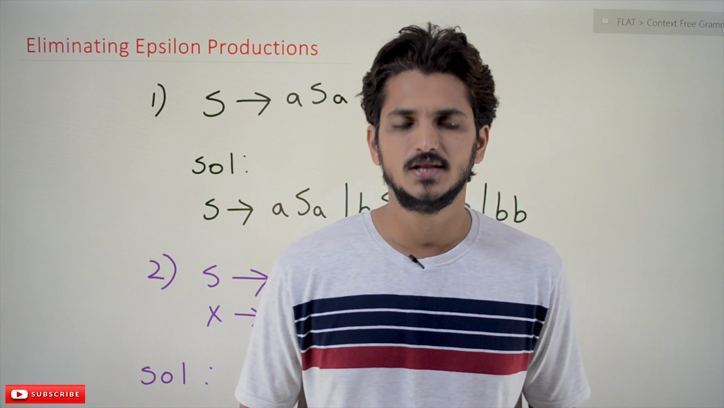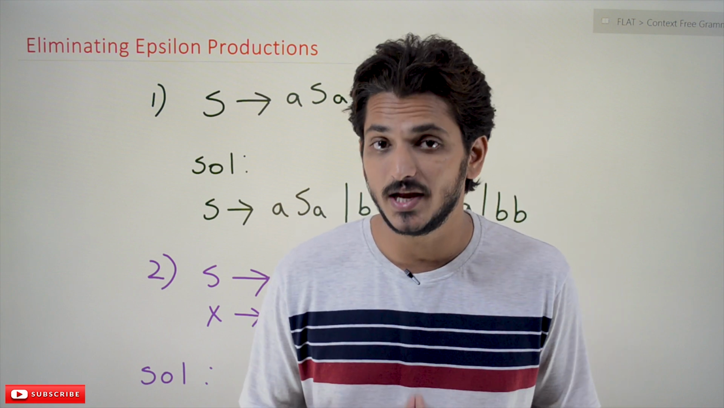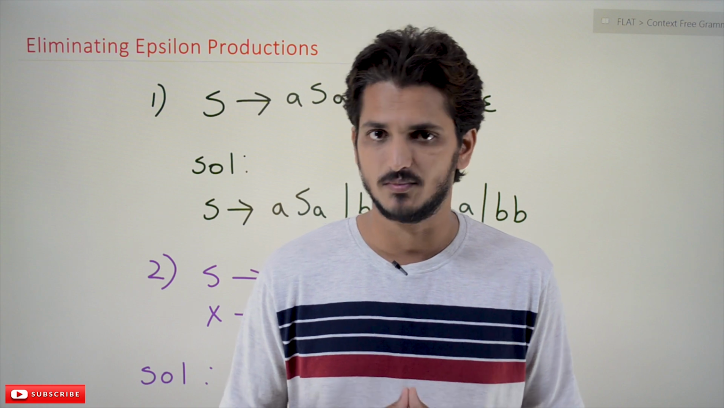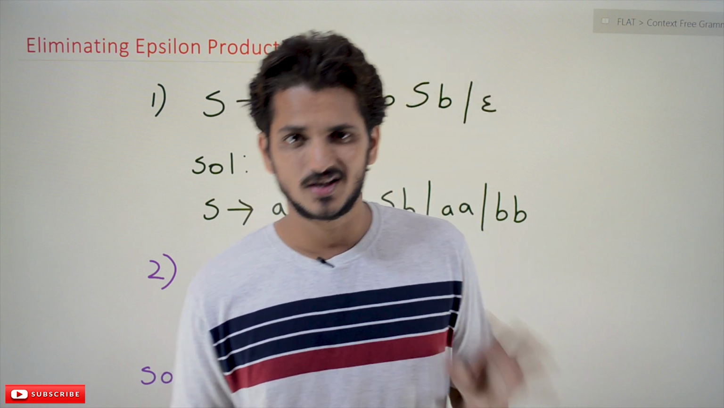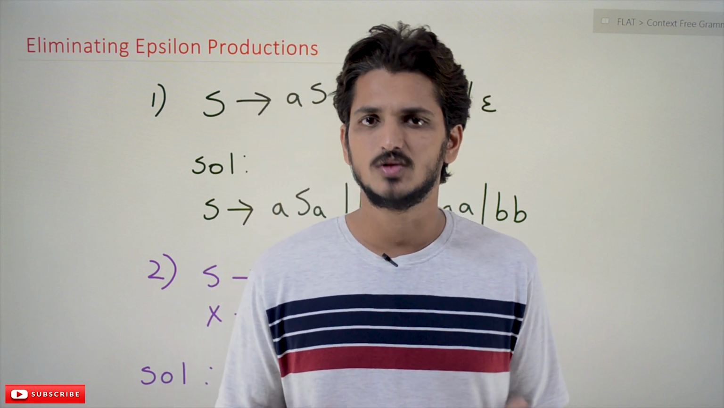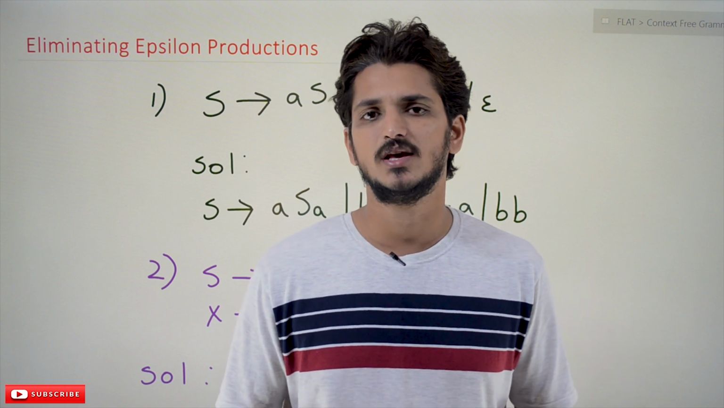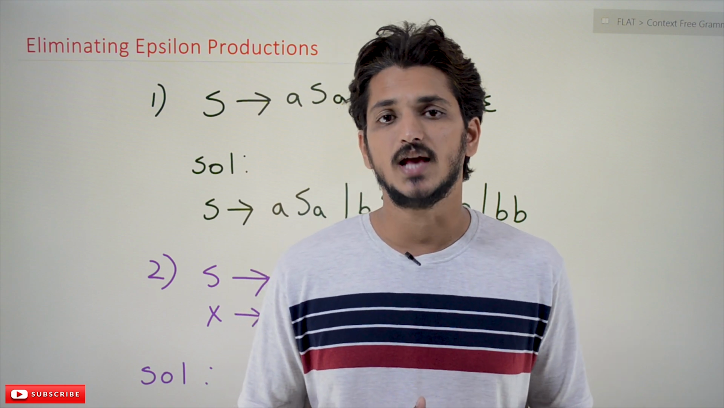I am Raghuir. In this class, we will discuss how to eliminate epsilon productions in a given grammar. In our previous classes, we already discussed what a context-free grammar is and related topics. Please watch those classes and come back here. The link for the playlist is provided in the description below.